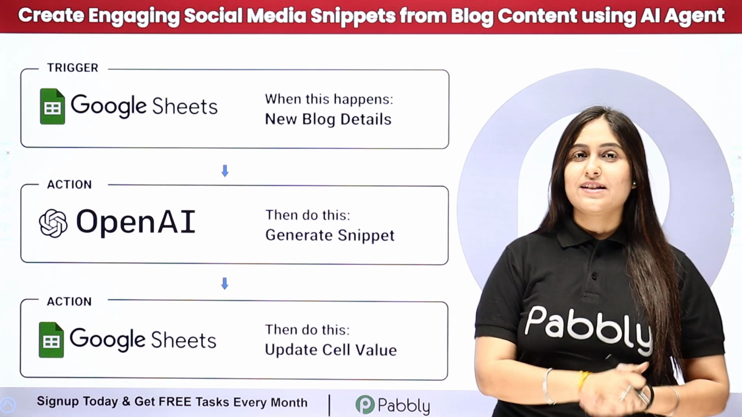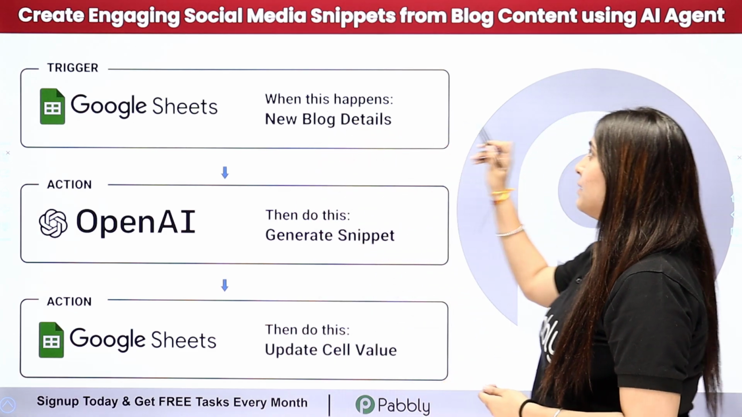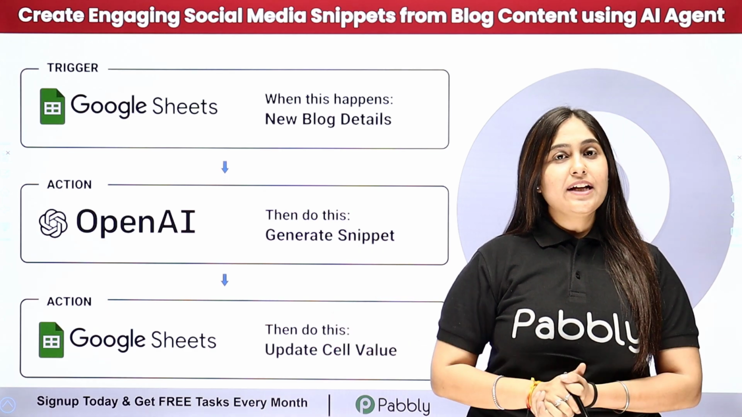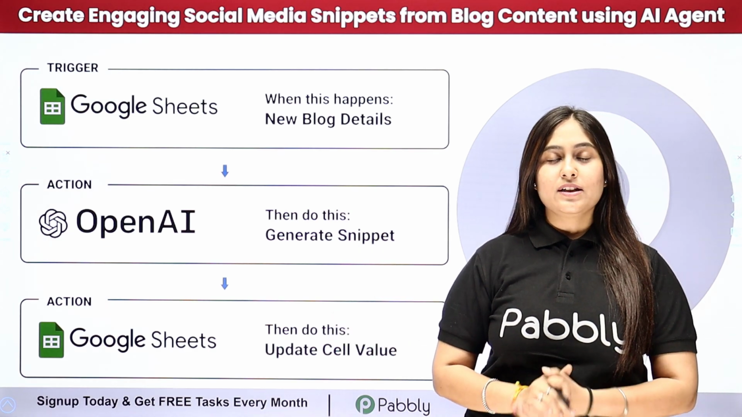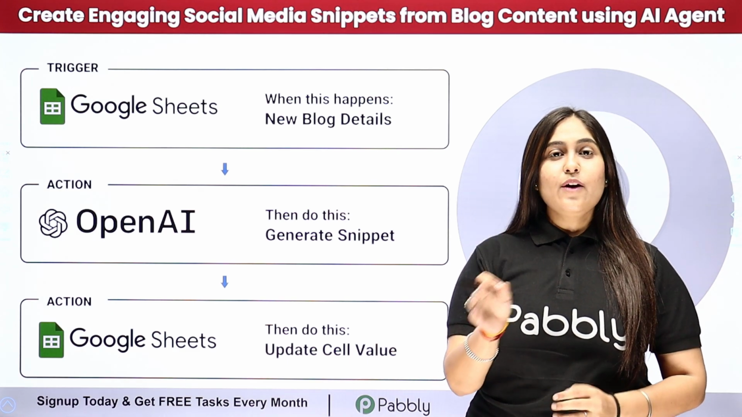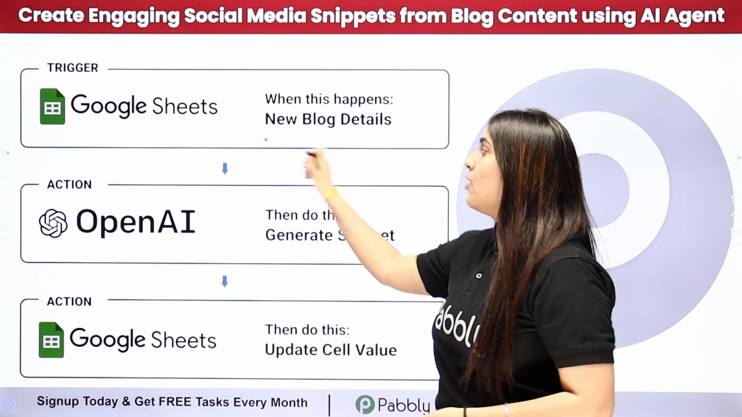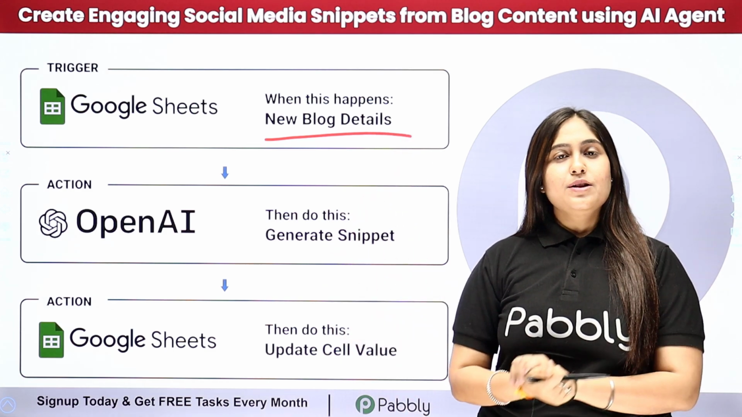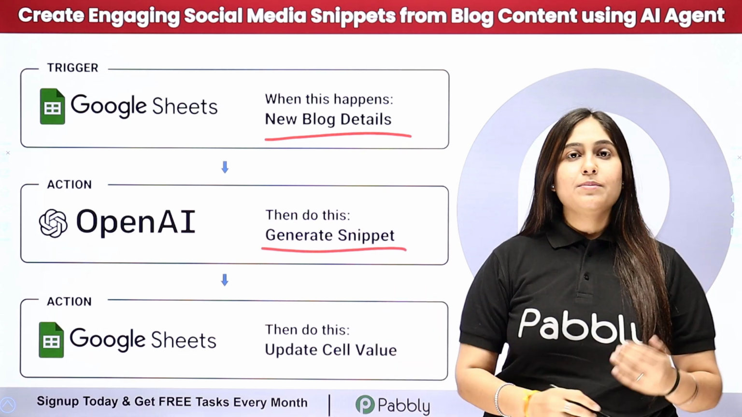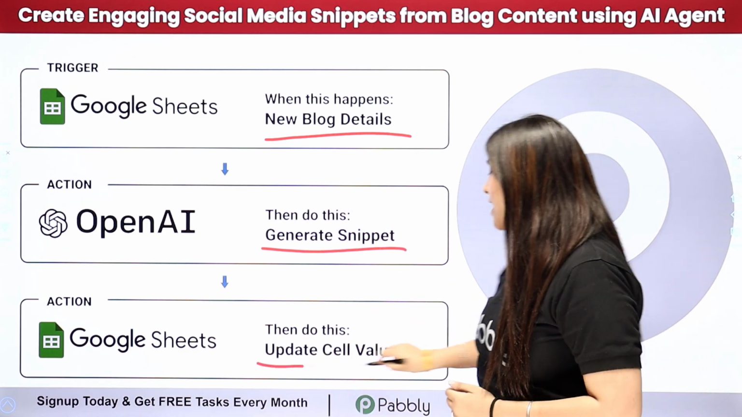In this video, we're going to understand how to create engaging social media snippets from blog content using an AI agent. So as a content creator, I want to repurpose my blog content by simply generating social media snippets using an AI. So now here my objective is that when I'm going to add a new blog details in my Google Sheets, then automatically using the details, OpenAI should generate the snippet, and after that automatically that should be added in my Google Sheets as a new row.